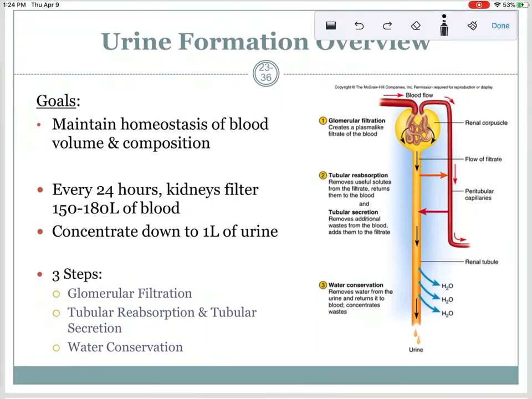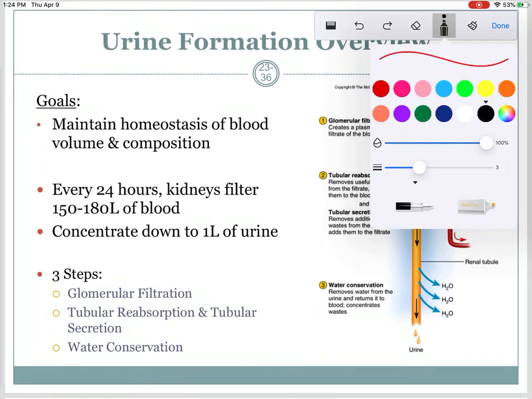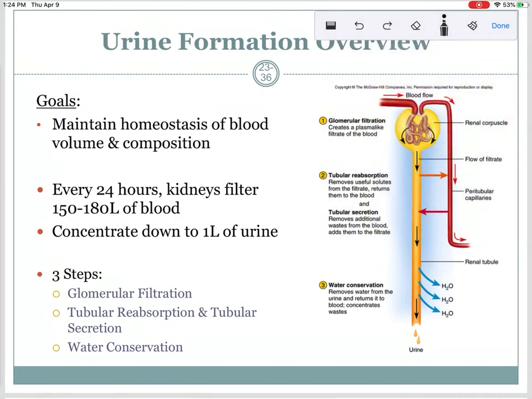So just to bring you back to where we are, we talked about the nephrons in the kidney performing urine formation. The first step was glomerular filtration inside the glomerulus and the renal corpuscle.